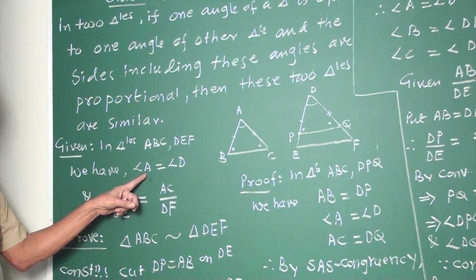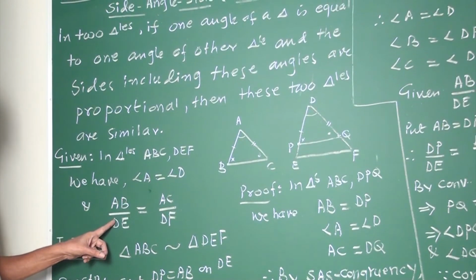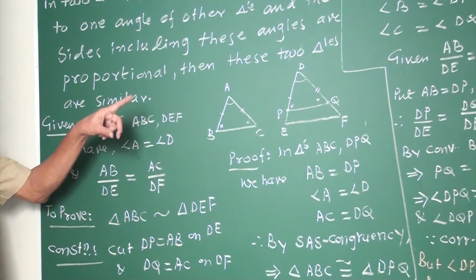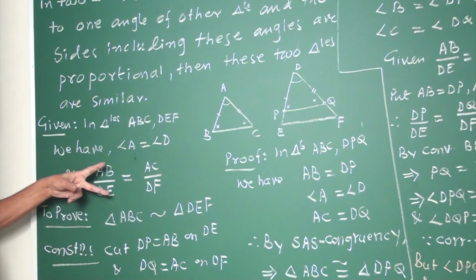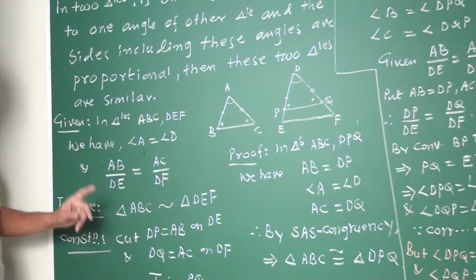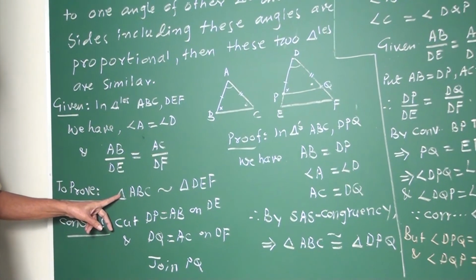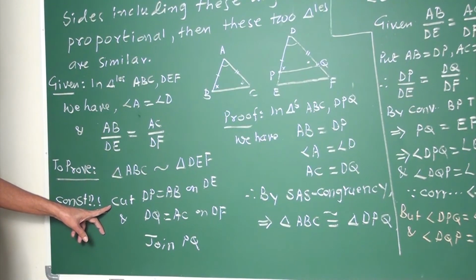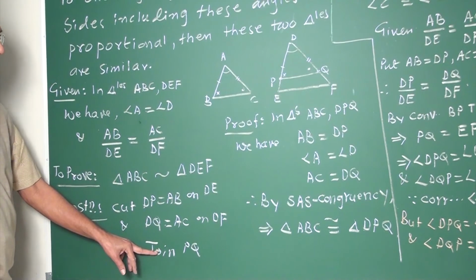Then connected with A, the sides are AB, AC, and connected with D, the sides are DE, DF. Corresponding sides are proportional. This is given. Now you want to prove that the triangles are similar. Again, construction: DP, DQ cut equal to AB, AC, join.